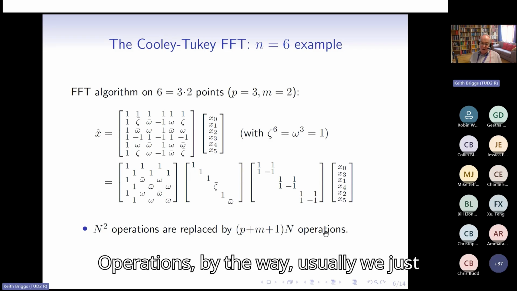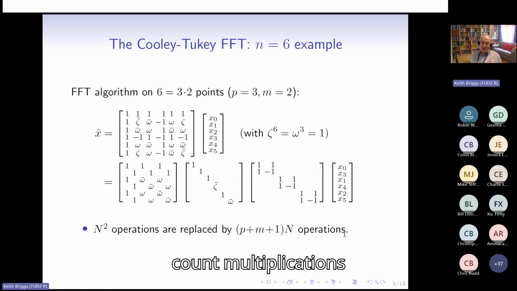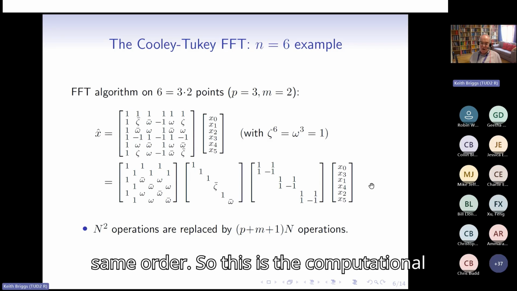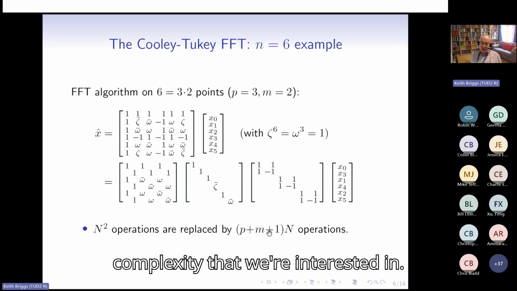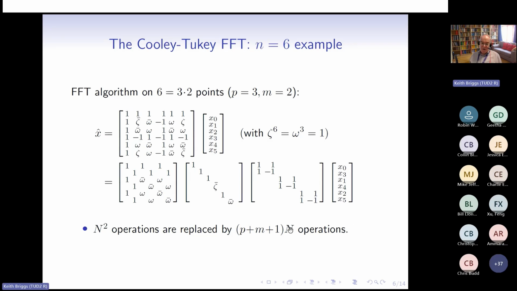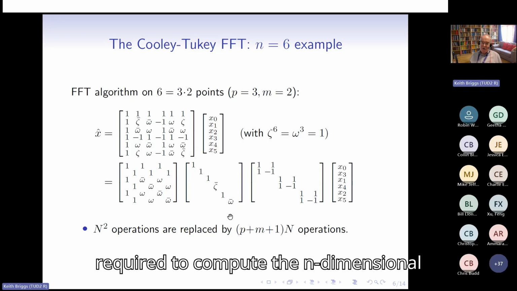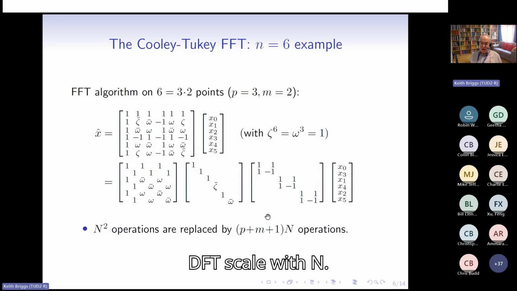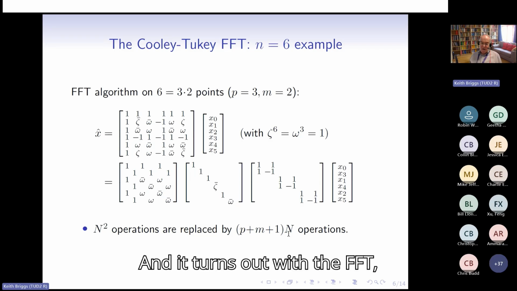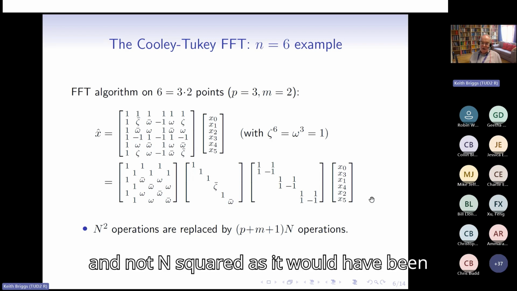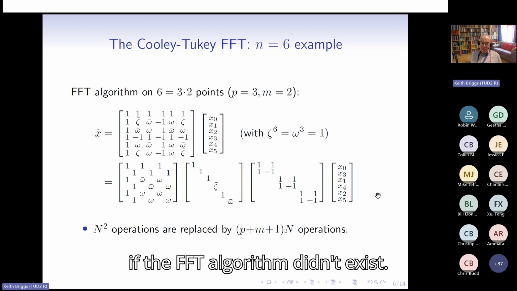Operations, by the way, usually we just count multiplications because the number of additions is of the same order. So this is the computational complexity that we're interested in. How does the number of operations required to compute the n-dimensional DFT scale with n? And it turns out with the FFT, it's n log n, and not n squared, as it would have been if the FFT algorithm didn't exist.